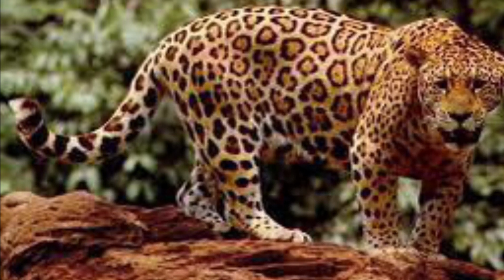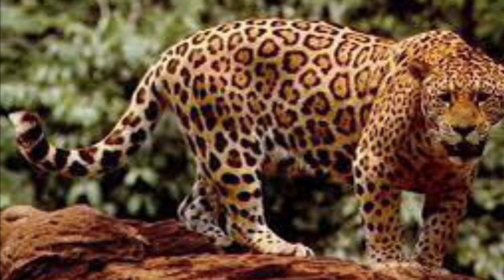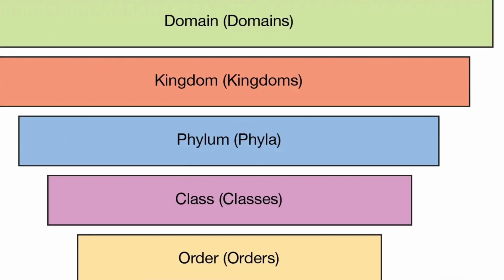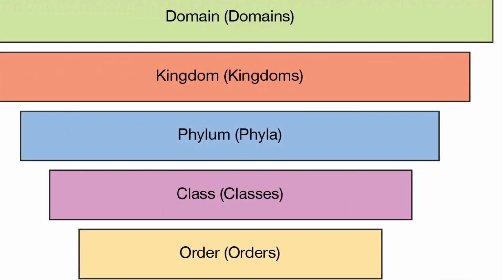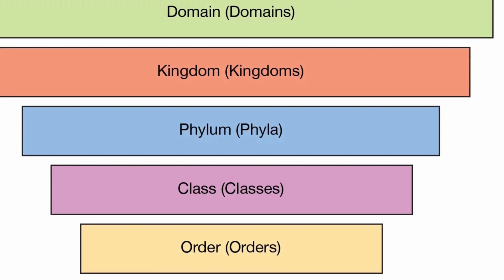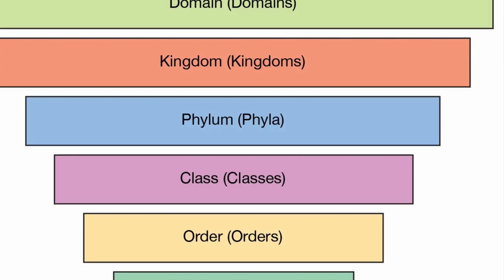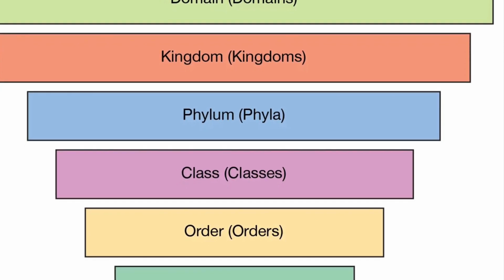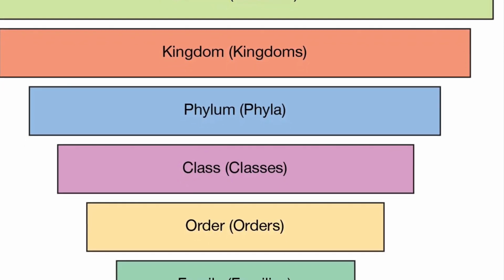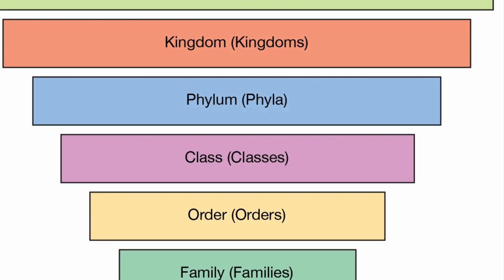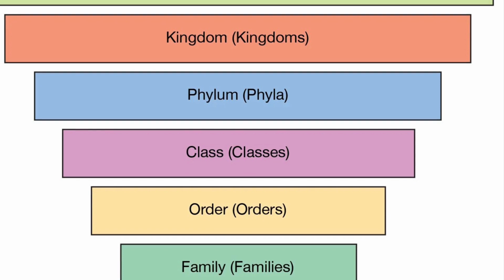Today, on Fortune's Discovery Channel, we'll be talking about the Panthera onca centralis, or the Central American panther. Now, let's get into its taxonomic classification, which is as follows. Domain, Eukarya. Kingdom, Animalia. Phylum, Chordata. Class, Mammalia. Order, Carnivora. Family, Felidae. Genus, Panthera. And species, Panthera onca centralis.